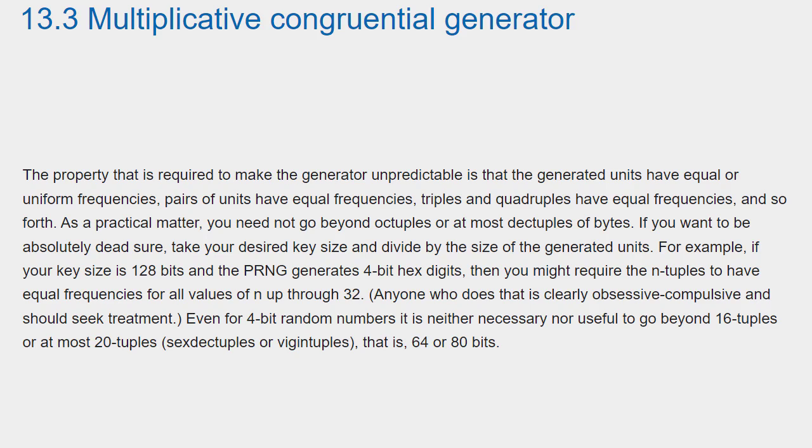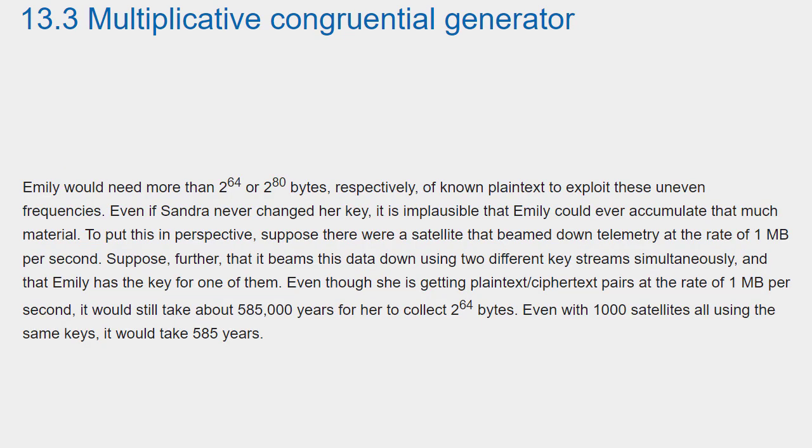Even for 4-bit random numbers, it is neither necessary nor useful to go beyond 16 tuples, or at most 20 tuples, sextectuples or vigintuples, that is 64 or 80 bits. Emily would need more than 2 to the power 64 or 2 to the power 80 bytes, respectively, of known plaintext to exploit these uneven frequencies. Even if Sandra never changed her key, it is implausible that Emily could ever accumulate that much material.